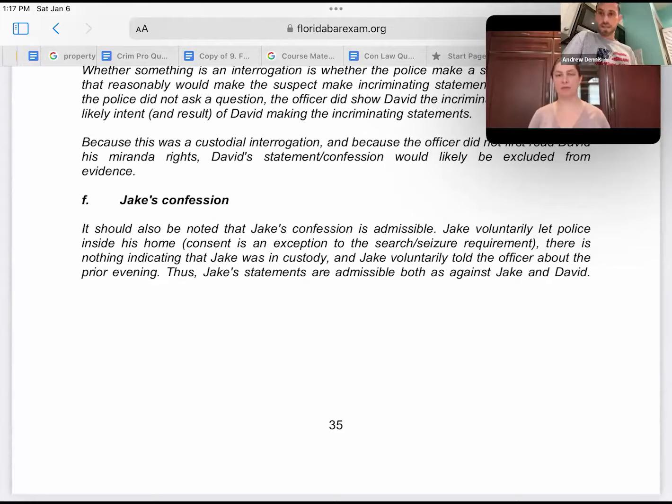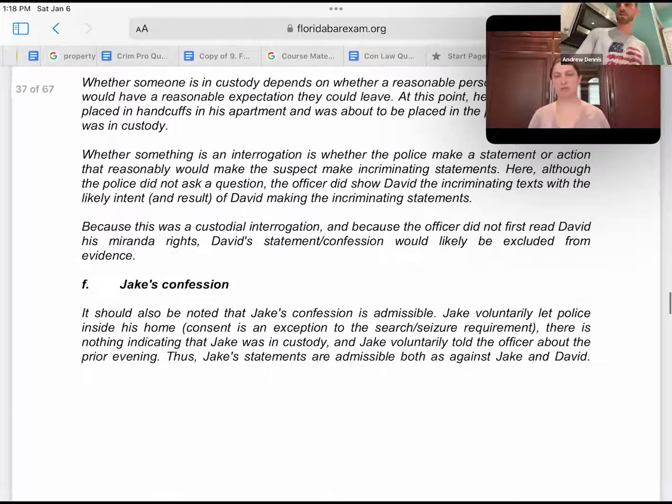There is nothing indicating that Jake was in custody, and Jake voluntarily told the officer about the prior evening. Thus, Jake's statements are admissible against both Jake and David.